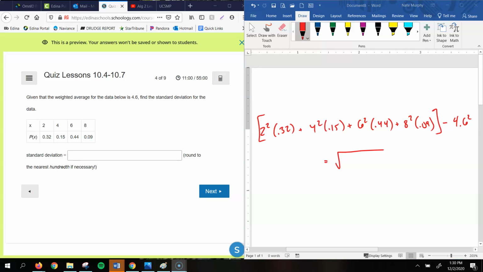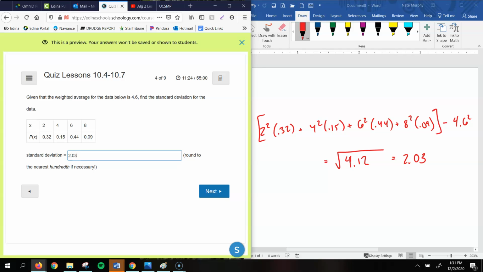Okay, so to save you the time of having to wait for me to type it in, I paused the video, and now my answer is 4.12. So we're going to take the square root of 4.12, and when you do that, we get 2.0297. So I'm going to round that to 2.03, because it says to round to the nearest hundredth, so that'd be two numbers past the decimal. So 2.03 would be your answer.